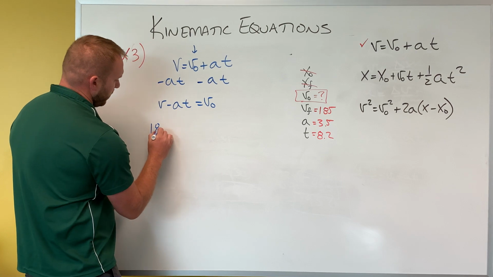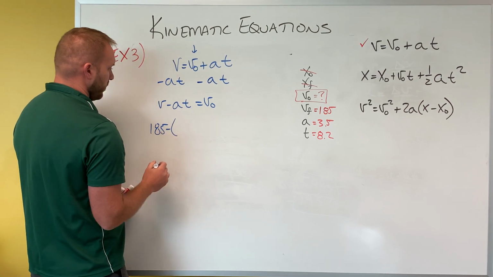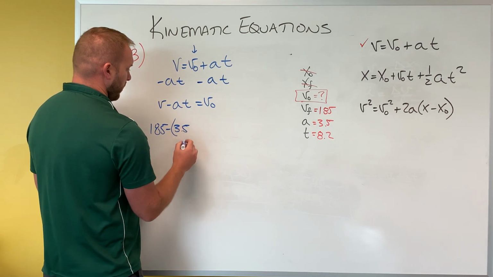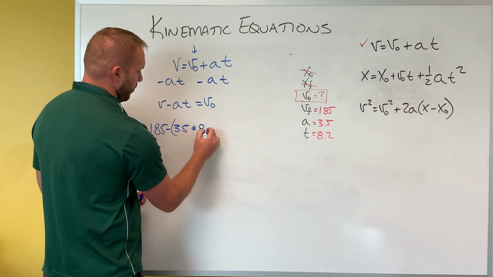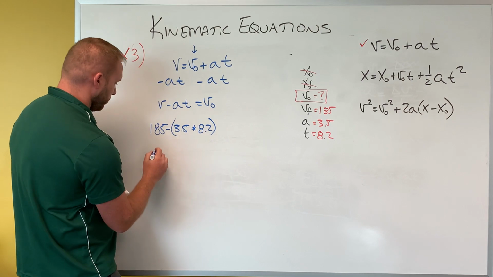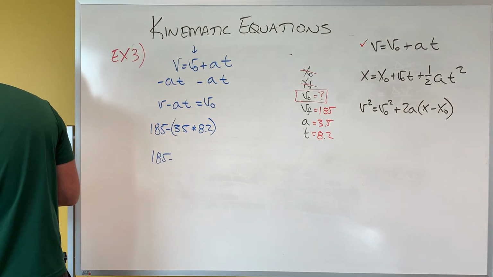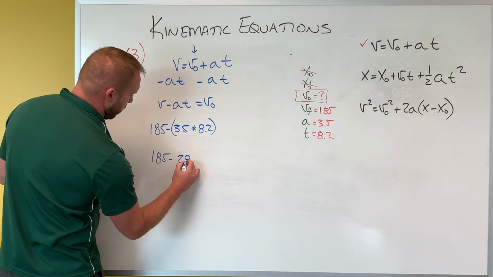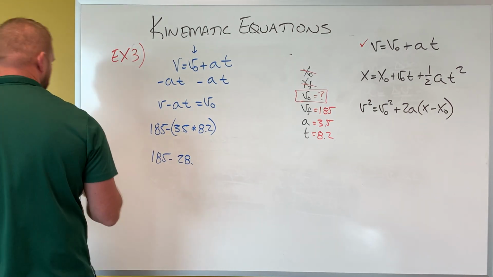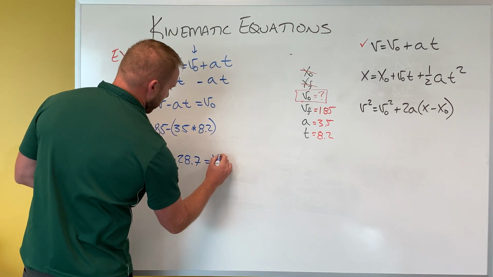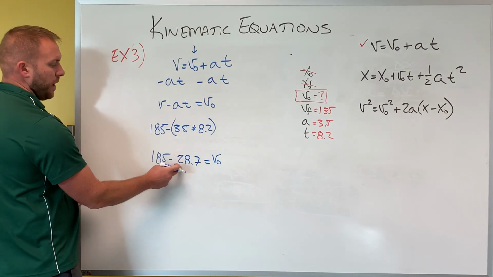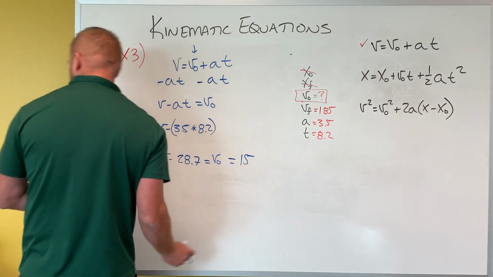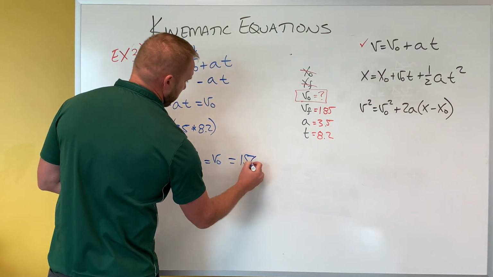So I end at 185 minus 3.5 from my acceleration times 8.2. 3.5 times 8.2 is 28.7. 185 minus 28.7, and that's going to give me an initial velocity of 156.3.